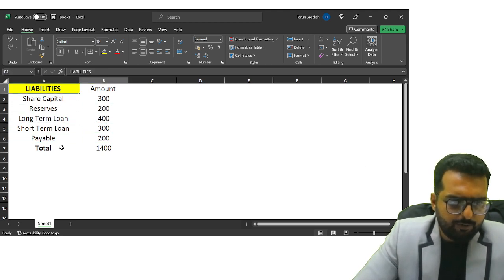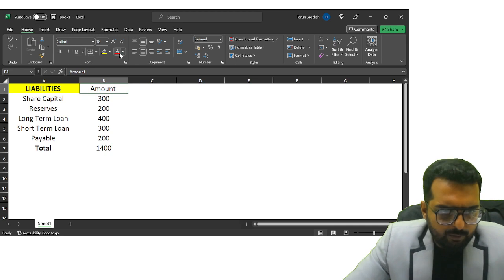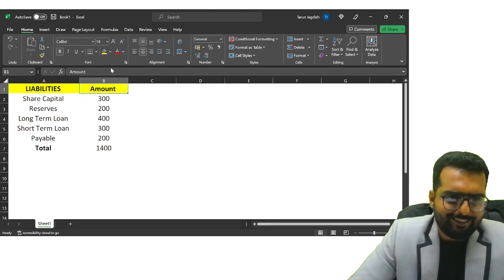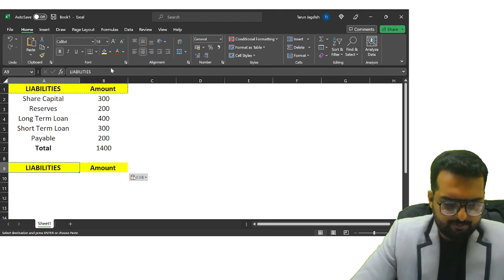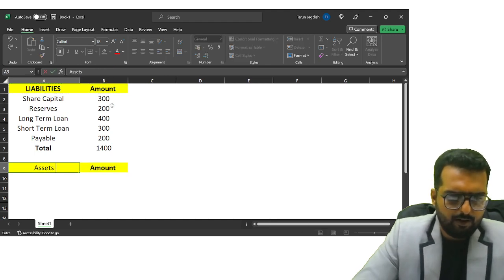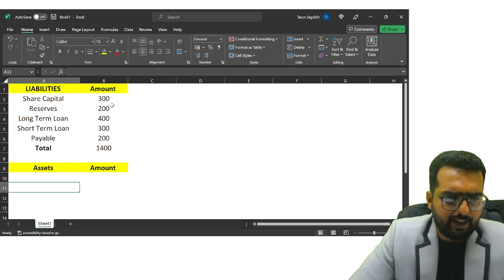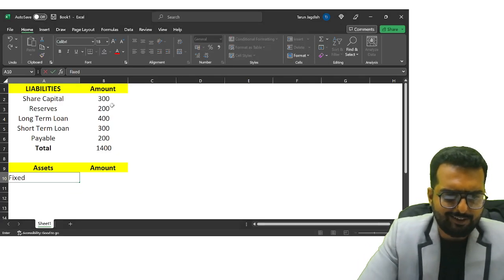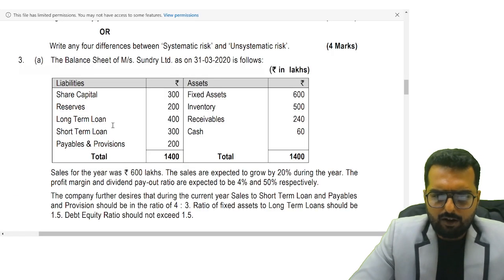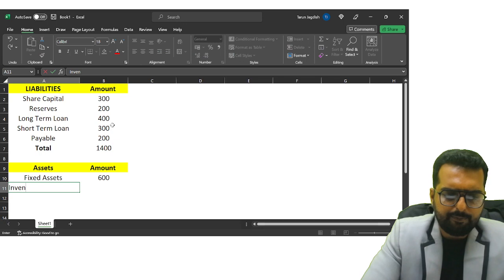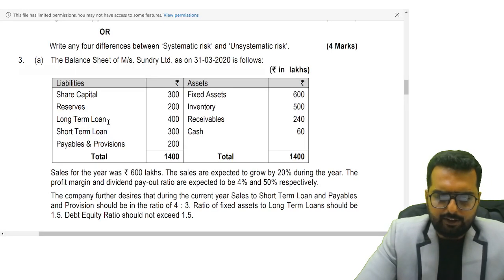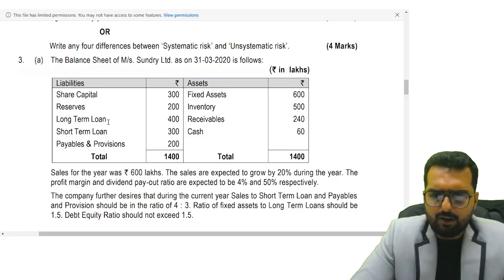So after we get the first part, I will also copy down the assets. Alright, assets and the amount of the assets. So what are the assets they have given over here? First one is fixed assets, 600. Alright, then you have inventory. Inventory is how much? 500.